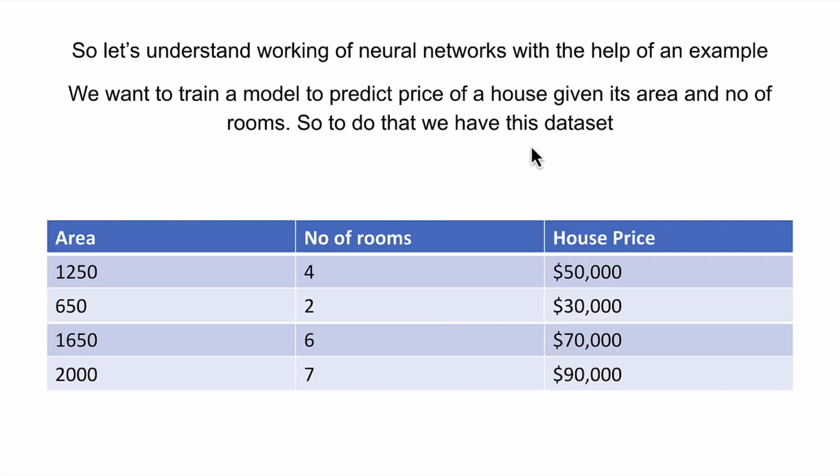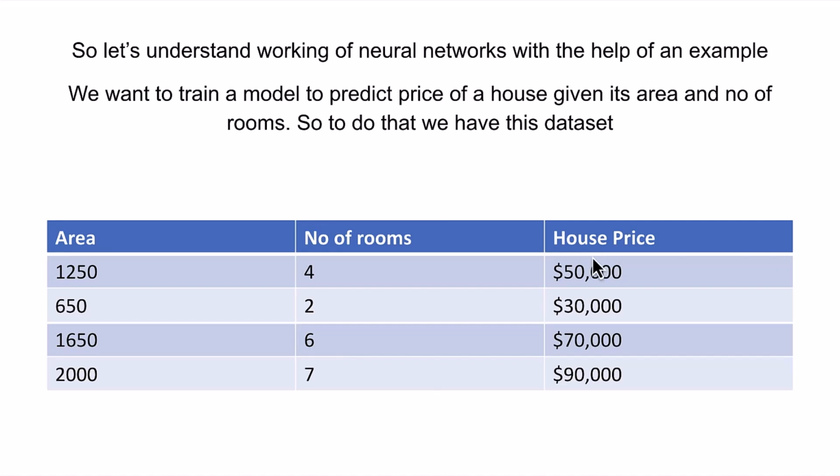So now let's understand the working of a neural network with the help of an example. Let's say we want to train a model to predict the price of a house given its area and the number of rooms. To do that, we have this dataset. You can see in this dataset we have the area and the number of rooms, and these are our features. After that we have the house price, and that is our output or our label.